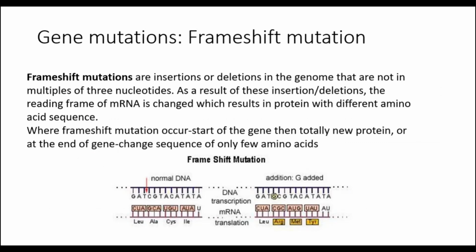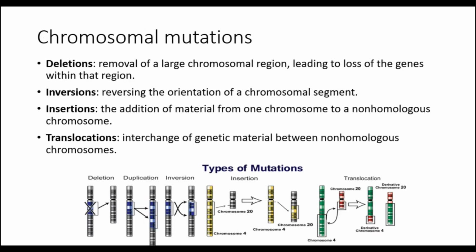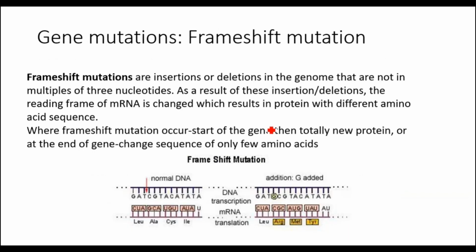Then we have frame shift mutation. As we said, it is caused by insertion or deletion. There are different types. In frame shift mutation, insertion or deletion occurs in the genome that is not in a multiple of 3 nucleotides. As a result of this insertion or deletion, the reading frame of mRNA is changed, which results in a protein with a different amino acid sequence.